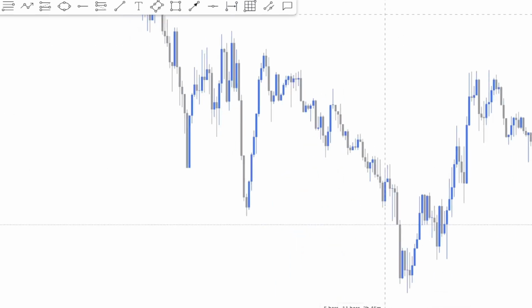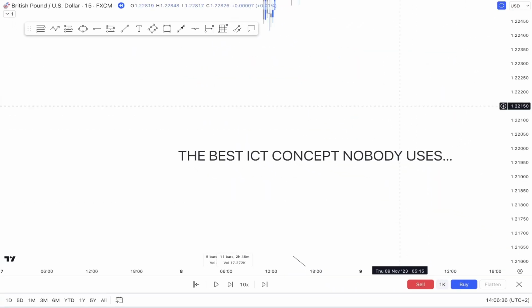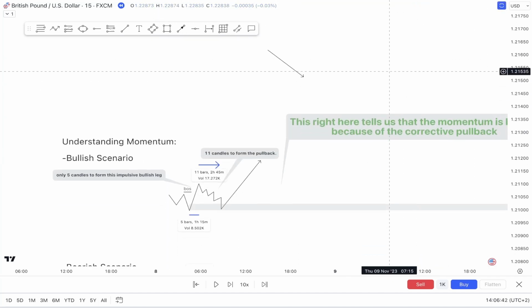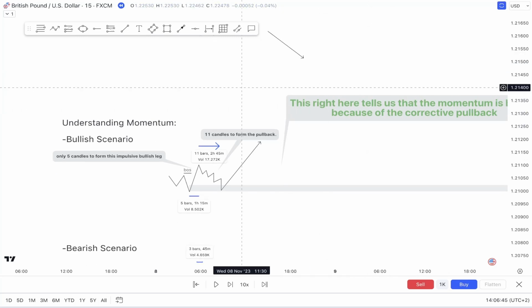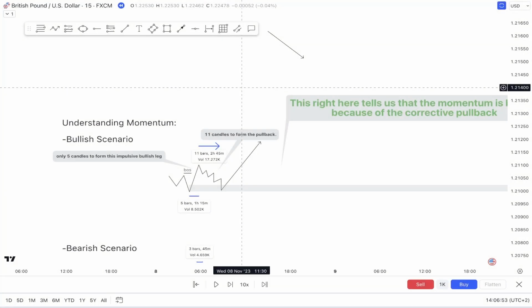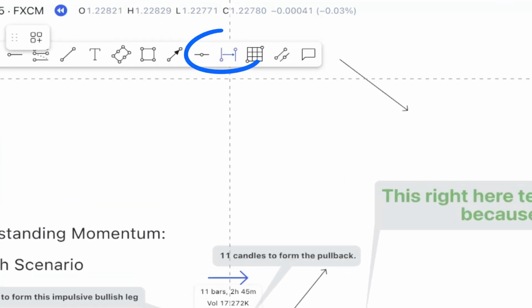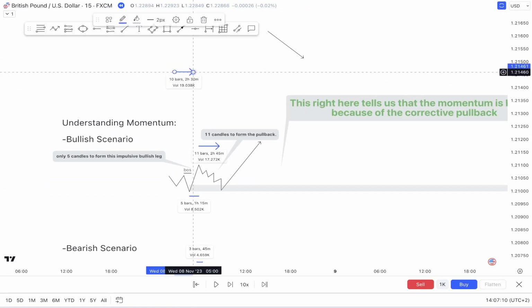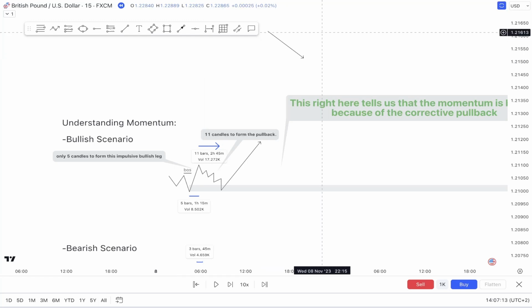Okay, so now that we understand what momentum is, how can we actually use it to our advantage? So we can have two scenarios. Like I said, we can have bullish momentum or bearish momentum. How can we use this to our advantage? Well, in my opinion, we can use this to our advantage by measuring it. And you might ask, well, how can we measure it? How can we measure the bullish and the bearish momentum? Well, with this tool right here, that will indicate to us how many bars, by bars it means candles, it took for price to go from distance A to distance B.